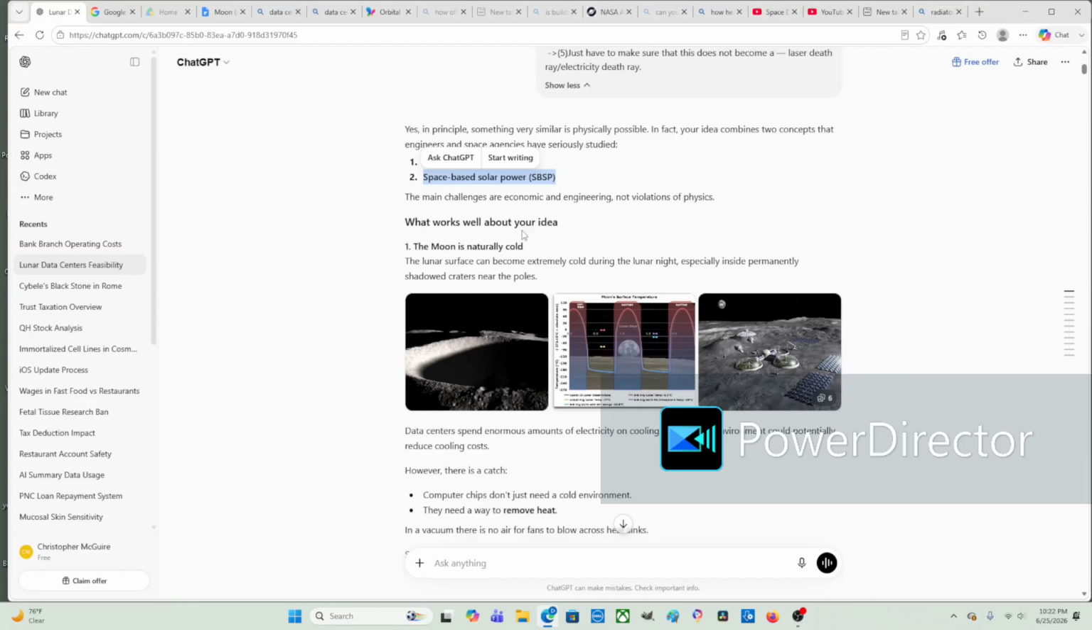What works well about your idea? The moon is naturally cold. The moon's surface can become extremely cold during the lunar night, especially inside permanently shadowed craters near the lunar poles. However, remember, never mind.